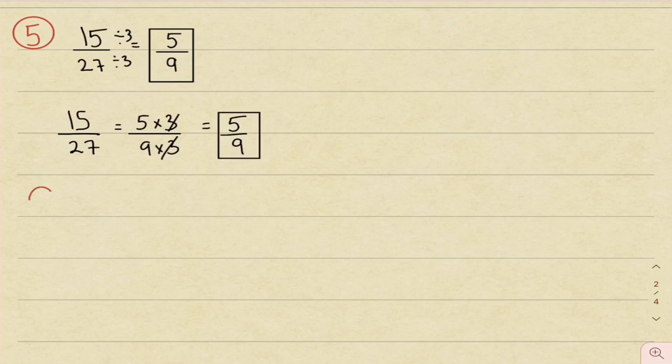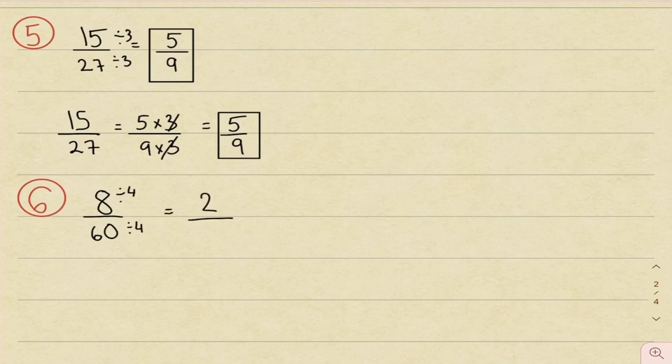So I'm going to go ahead and do one more problem. I have 8 over 60. I can divide that by 4, top and bottom. 8 divided by 4 is 2, and 60 divided by 4 is 15. The answer is 2 over 15.